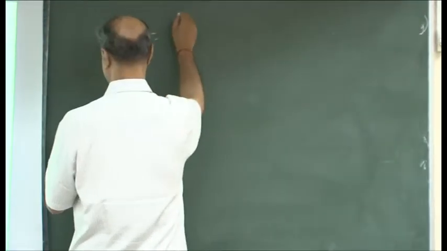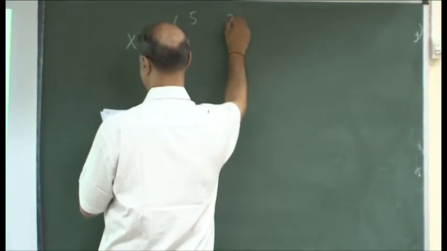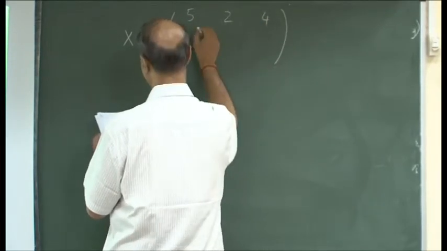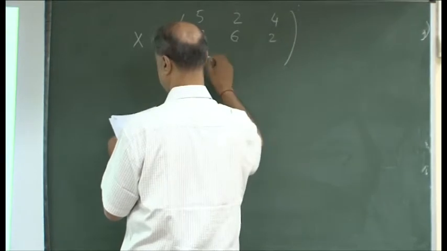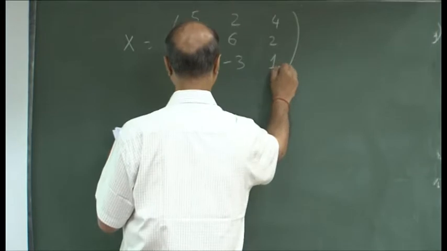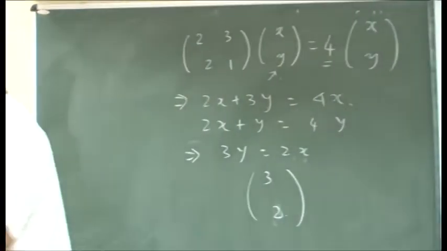Suppose I have X as 5, 2, 4, minus 3, 6, 2, 3, minus 3, 1. Now, can you find out what are the eigenvalues and eigenvectors?